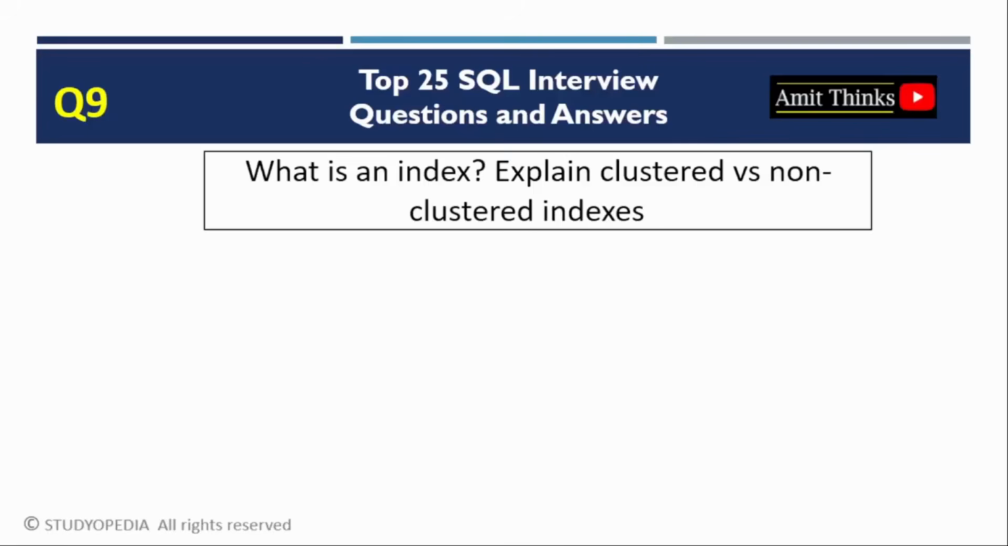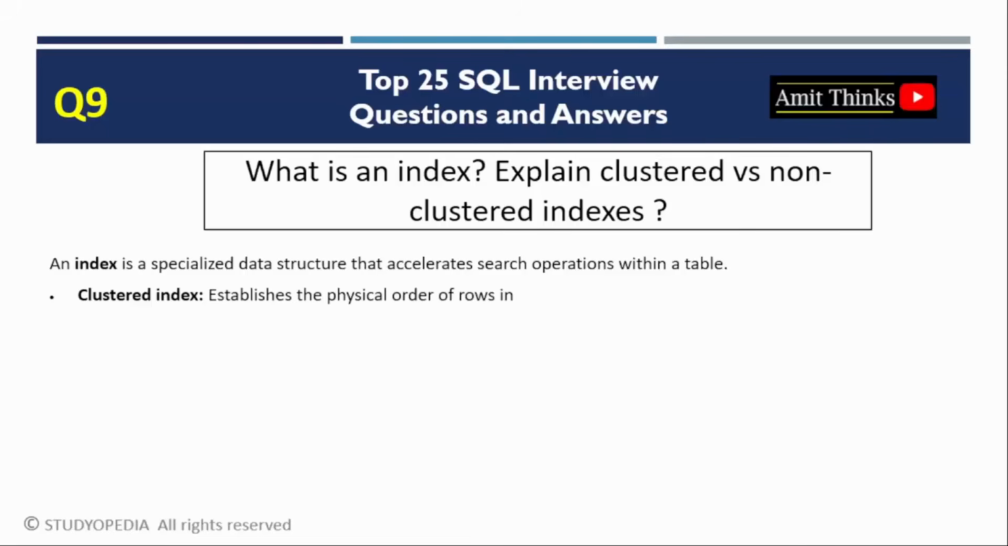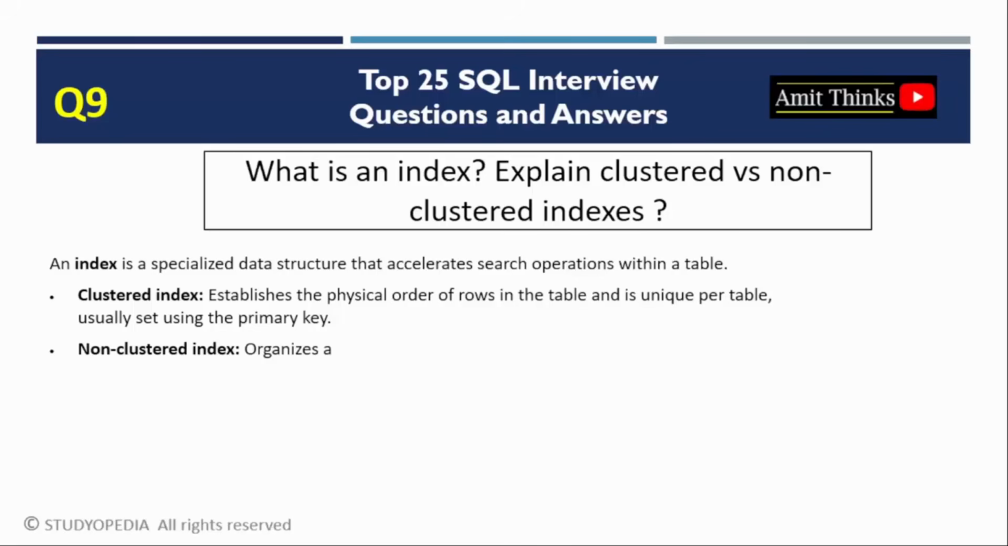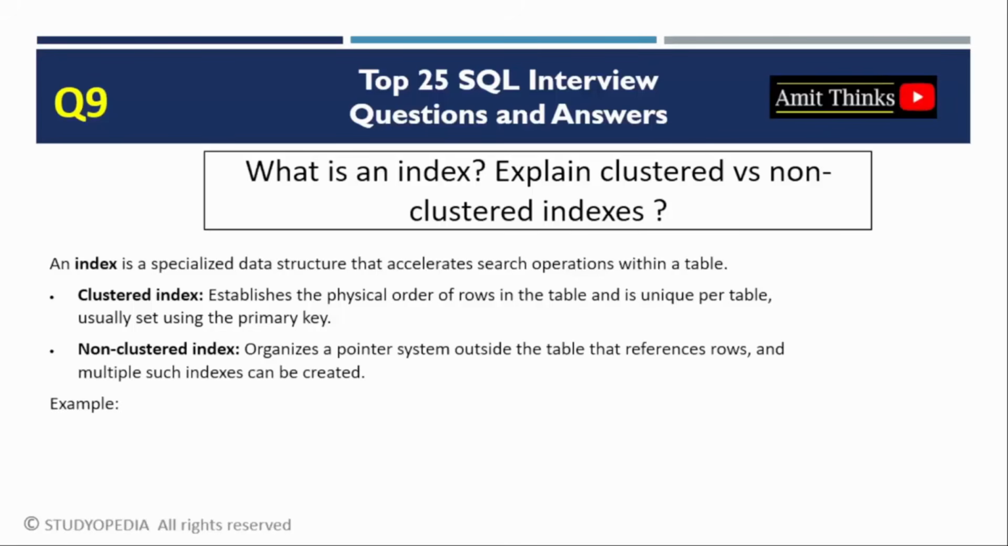The next question, what is an index? Explain clustered versus non-clustered indexes. An index is a data structure that speeds up data retrieval by providing quick lookup paths. A clustered index determines the physical order of data in a table. Each table can have only one clustered index, for example the primary key. A non-clustered index creates a separate structure pointing to data rows. Multiple non-clustered indexes are allowed.